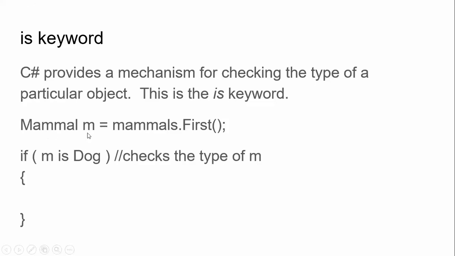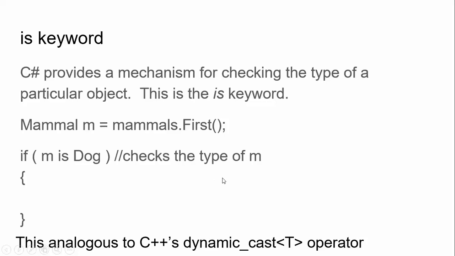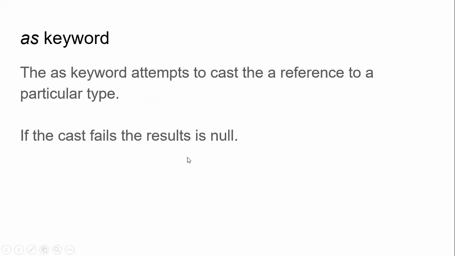So here I've got a mammal. Maybe I've got a list of mammals, and I pull the first one out. Can I see if it's a dog? Yeah, I can say if m is Dog, right? So if that condition is true, then I can do something dog specific to it. We've talked about is and as before, but that allows you to type check at runtime. That's your dynamic cast, right? And then as will cast an object to a new type.